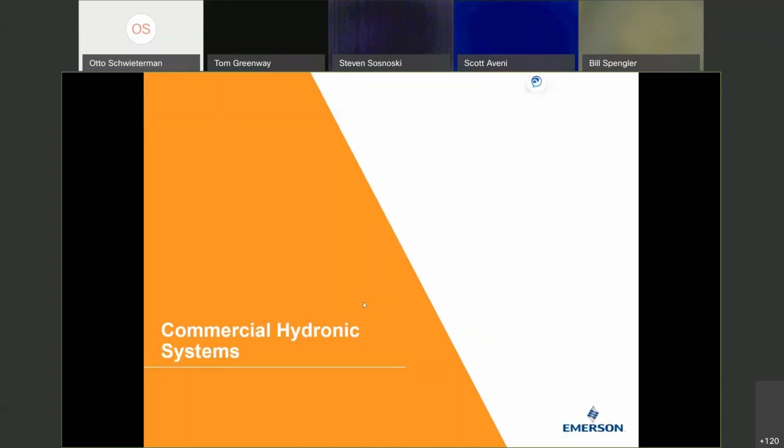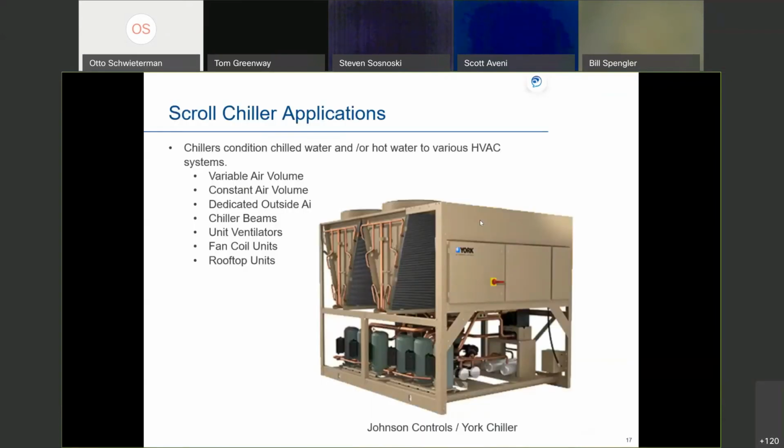I think we're going to try to move to hydronic systems, so water systems, systems that move chilled water, or systems that move hot water. Here's an example of an air-cooled chiller, just a picture of a Johnson Controls unit. These can be used to supply chilled water and sometimes even hot water if it's a heat recovery chiller to various units, such as a variable air volume air handling unit, constant air volume air handling unit, dedicated outside air unit, chilled beams, unit ventilators, fan coils, rooftop units.